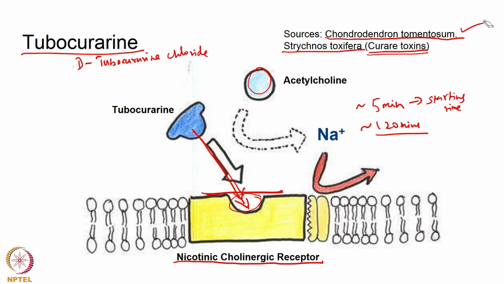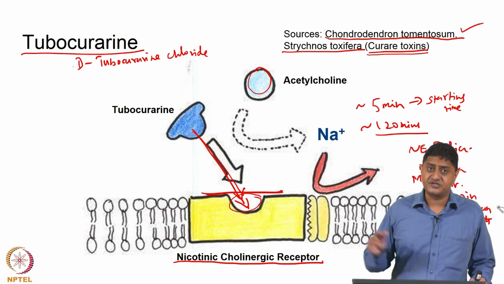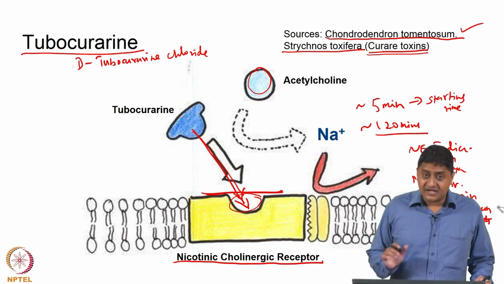This is used in the South American rainforest by tribes who hunt animals using these aeropoisons. This is still used in northeastern India, in states such as Assam, Meghalaya, and in Myanmar for hunting. It is still used, and of course it is used in Brazil and the Amazonian rainforests, where the tribes still use these aeropoisons to hunt animals. So, this is the action of that.